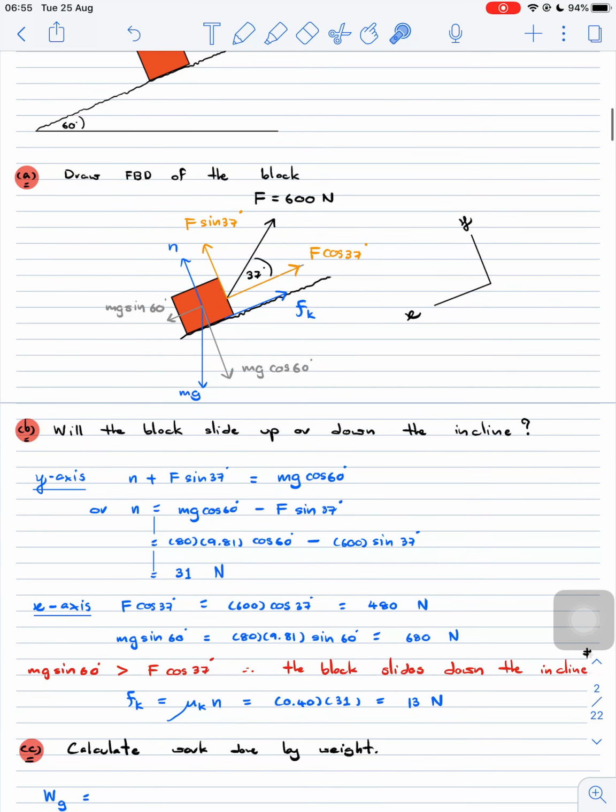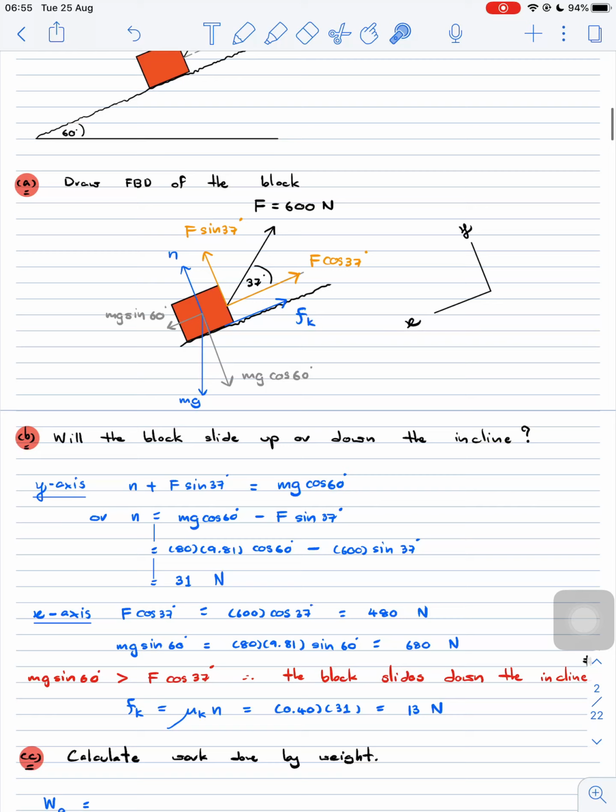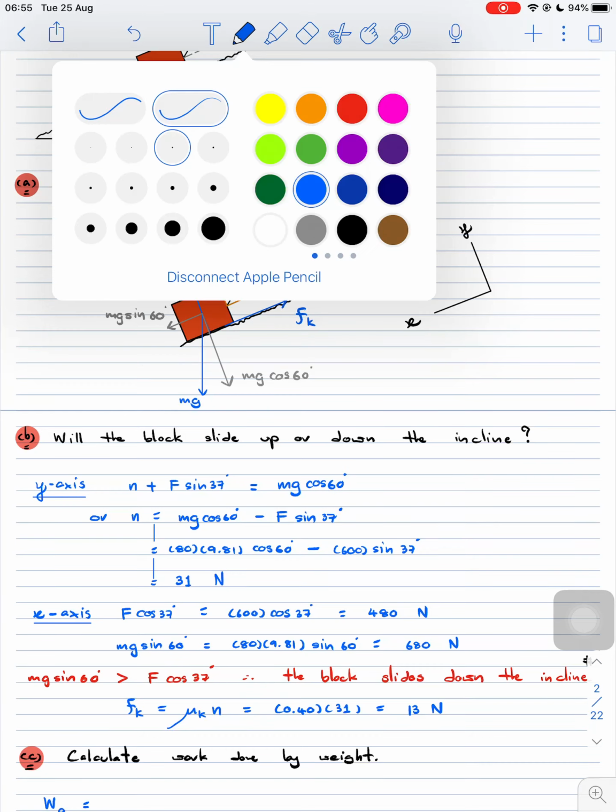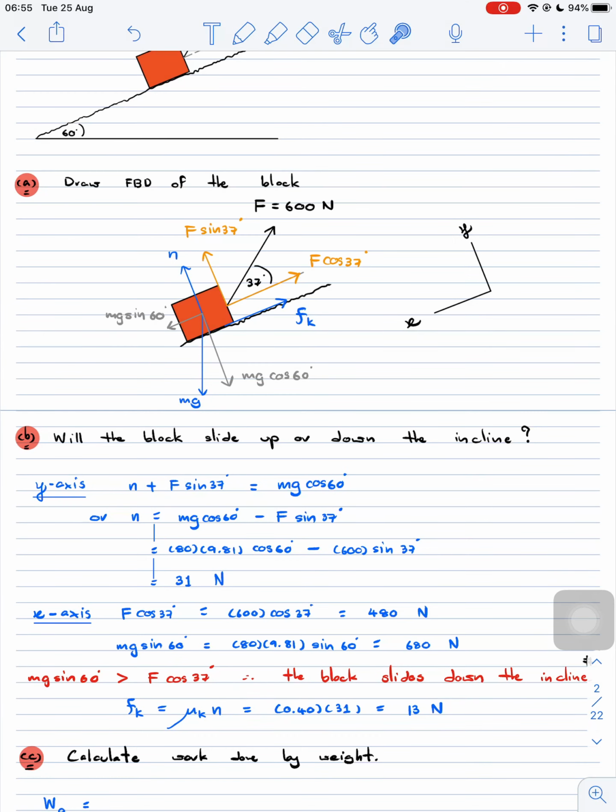Okay, so now let's consider these figures again. For the weight, mg, we have two components, the mg sine 60 degree and the mg cosine 60 degree. You can see that this one is parallel to the displacement because the object is just sliding down the incline. So this one has the same direction as the displacement, and this one is perpendicular to the displacement, so the work done by this component must be equal to 0.